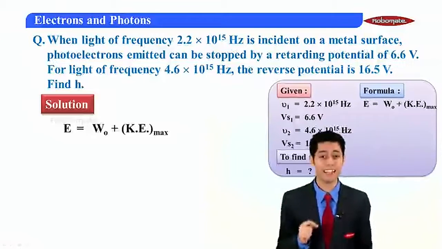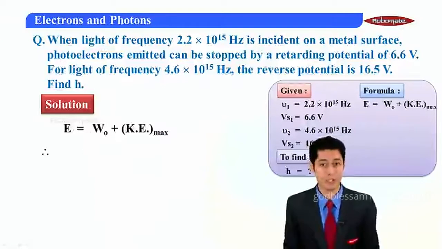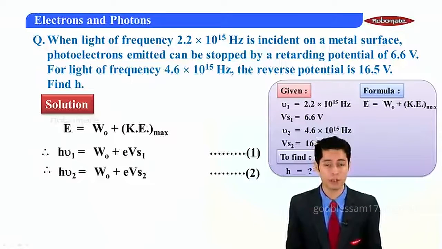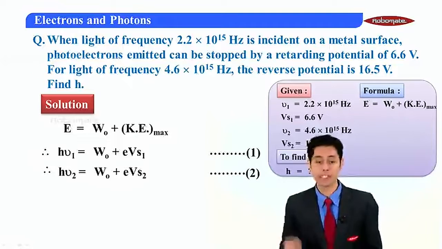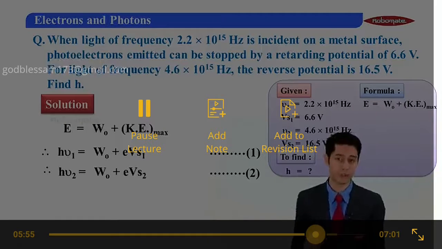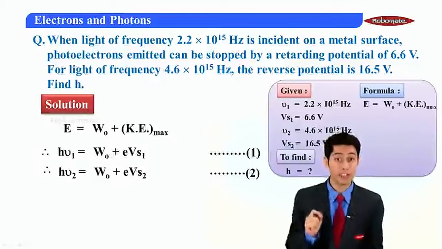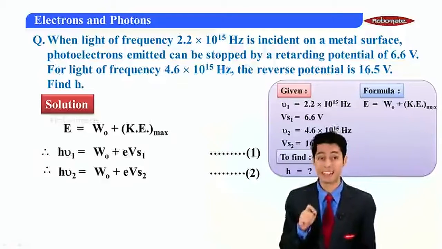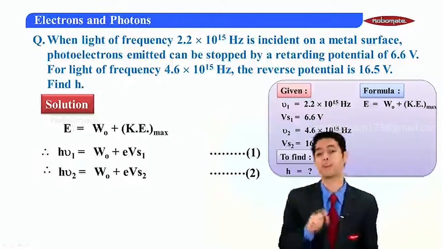We know that energy is equal to W0 plus Ke max, but we know E is h nu, so I'll substitute h nu1 will be equal to W0 plus eVs1 and h nu2, which is equal to W0 plus eVs2. Now you must be wondering, how did that eVs come? Students, remember, kinetic energy is equal to e into Vs, and that result we are using over here.